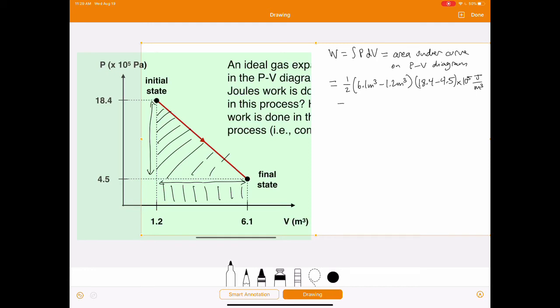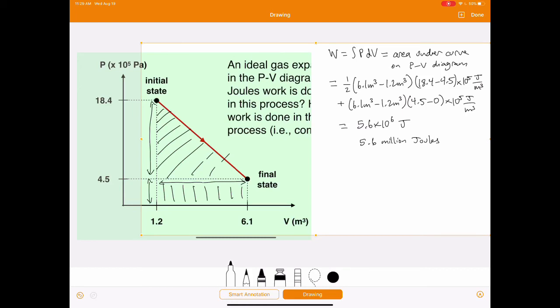height. So the base is the same as before, 6.1 meters cubed minus 1.2 meters cubed. And then the height is now this right here, which is just 4.5 minus 0 times 10 to the 5 joules per cubic meter. So if you make this calculation, well, first of all, you'll notice that it comes out in joules because cubic meters cancel. And you should be getting about 5.6 times 10 to the 6, or 5.6 million joules.